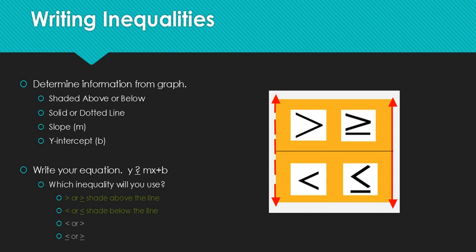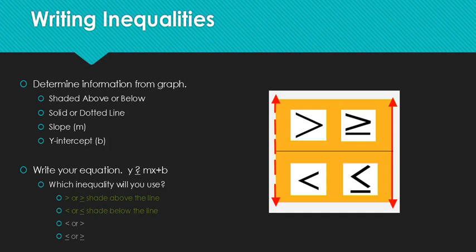Okay? So when you're writing inequalities, there's information that you've got to gather. Am I shading above or below the graph? Am I going to have a solid or a dotted line? What is my slope and what is my y-intercept? Then go ahead and write your equation. You can do everything except put that inequality sign in. That's easy, right? Then you can start thinking about the inequality.